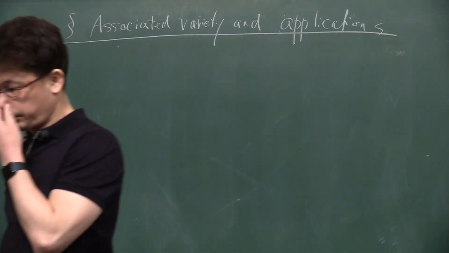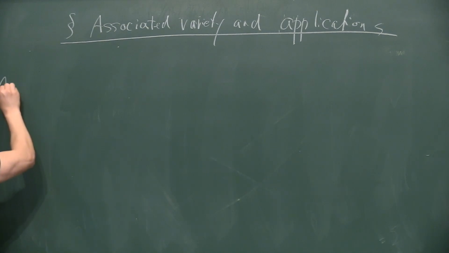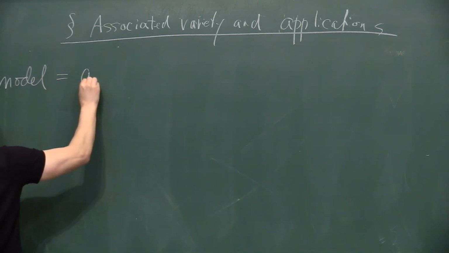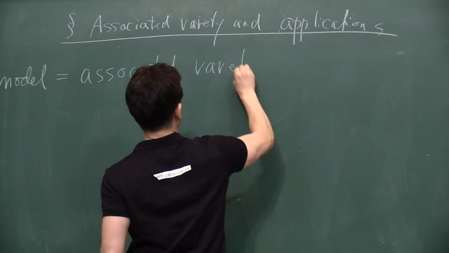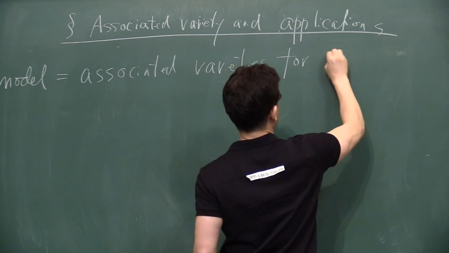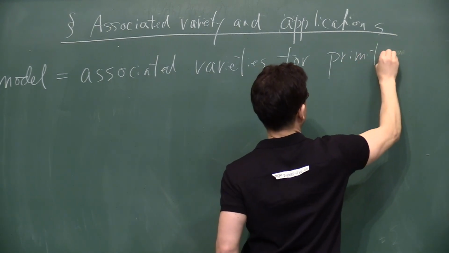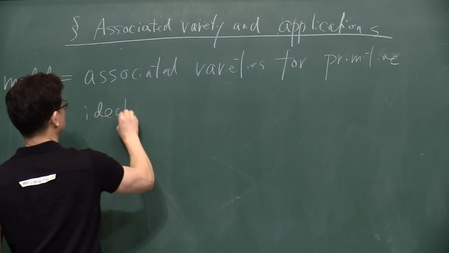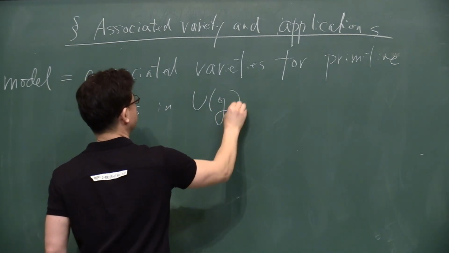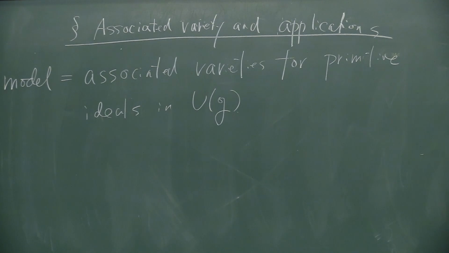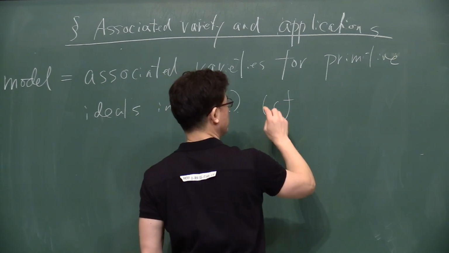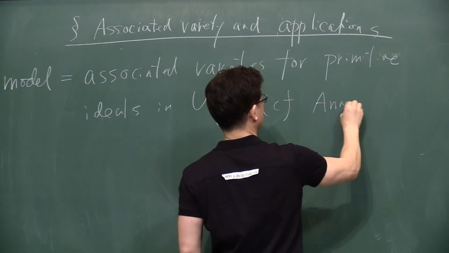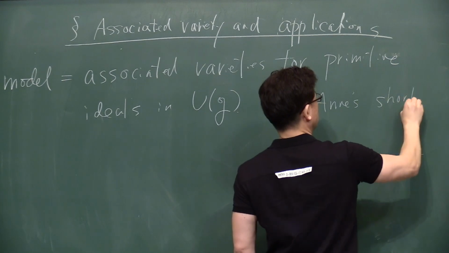So the model here is the notion of associated varieties for primitive ideals in U(g). So if you are familiar with such a notion, you will find many similarities, but I will not talk about it so much because I think this connection is explained in Anne's short course in April.